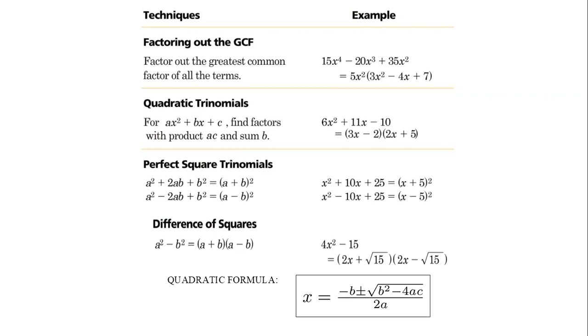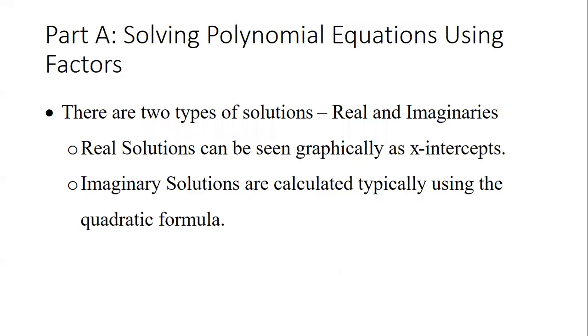Okay, so techniques we've learned so far. Factoring out the GCF. Agreed? Okay. Quadratic trinomial. So product of AC, sum of B. Perfect square trinomials. Difference of squares. Quadratic formula. All seems familiar? Yes? Agreed? All right. So keeping that knowledge in mind, we're going to start with part A. Part A is solving polynomial equations using factors.